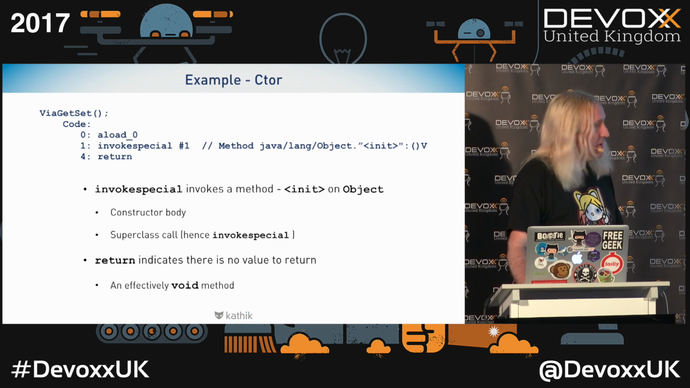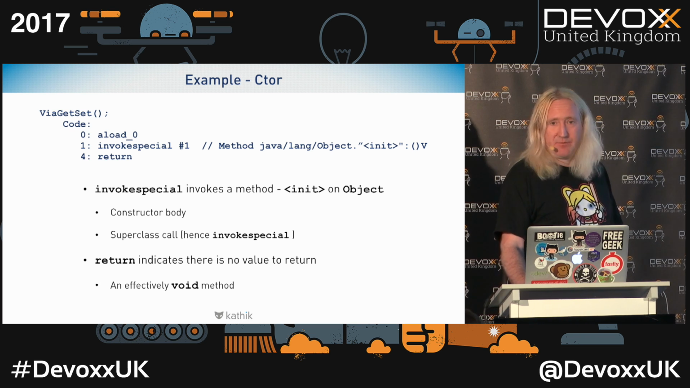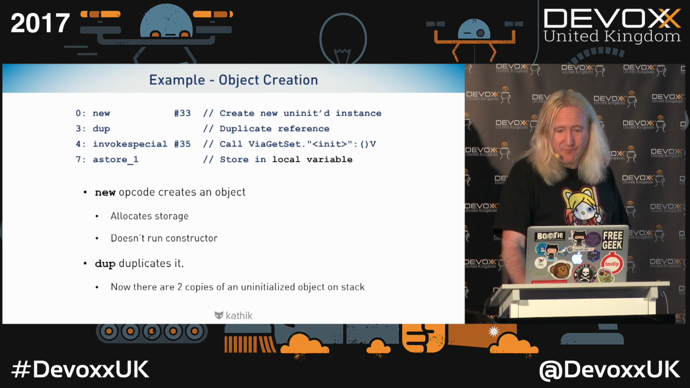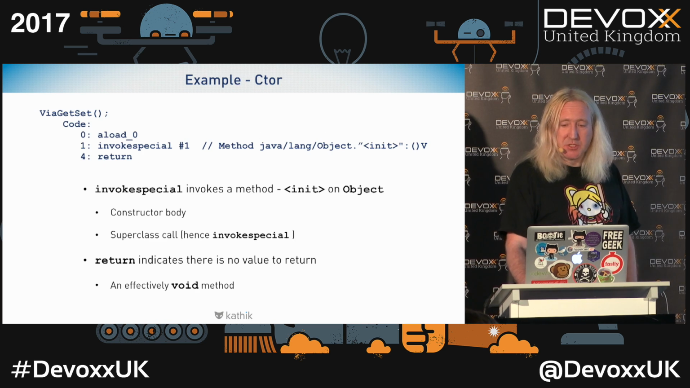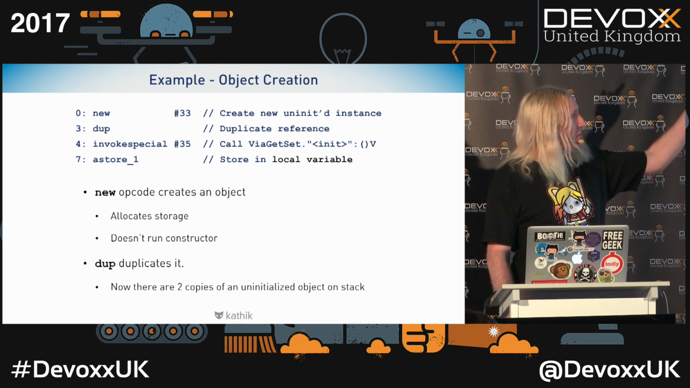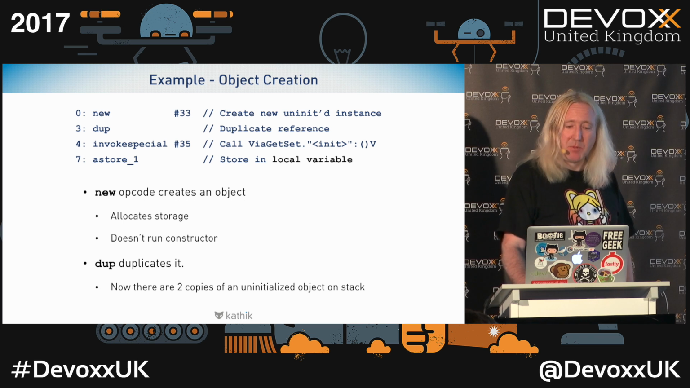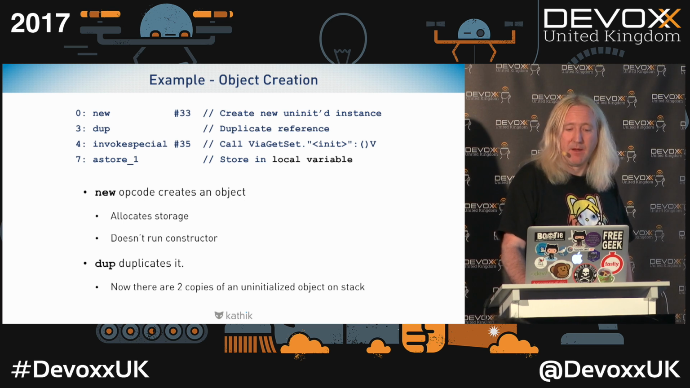Okay, and here's our constructor. Again, we load this, call the superclass constructor, and it's effectively become a void method for the constructor body. For object creation, we do something like this. So the way that we would call that constructor is with a piece of code like this. We call new to get some memory. We duplicate on the top of the stack. 2 copies of the uninitialized object are now on the top of the stack, and invokespecial is called to run the constructor. And then finally we store in the local variable.